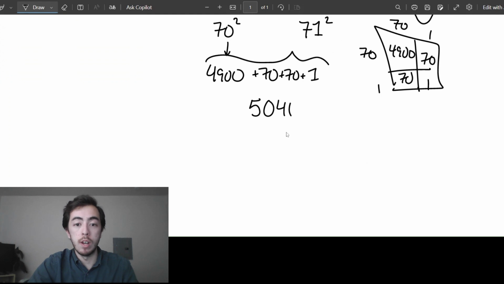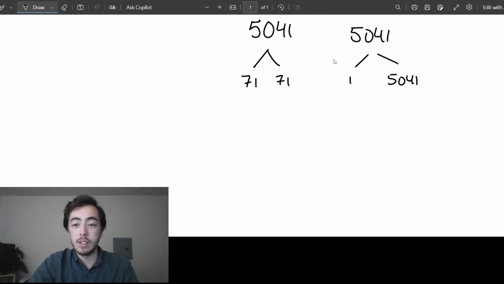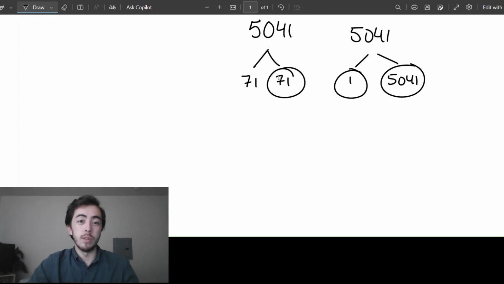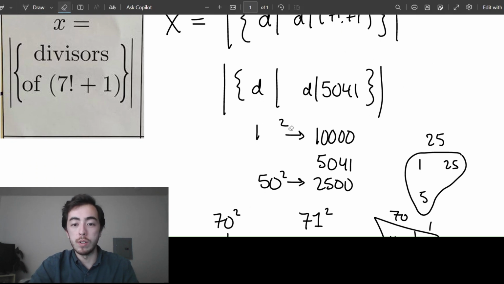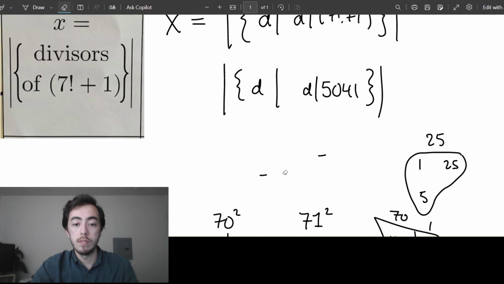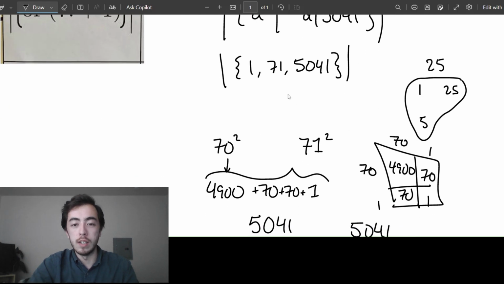And so 5,041 can factor into 71 and 71. 5,041 can also factor into 1 and itself. And that's about it. 1, 5,041, and 71 are our 3 divisors of this number. So we could rewrite our set as just those 3 numbers. If we're trying to find the divisors such that that divisor divides 5,041, then we could just rewrite this set with those 3 numbers directly: 1, 71, and 5,041. And then the cardinality of this set is just 3.